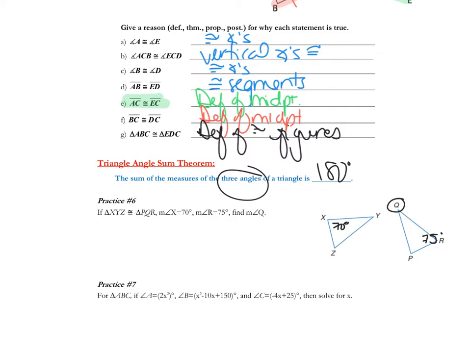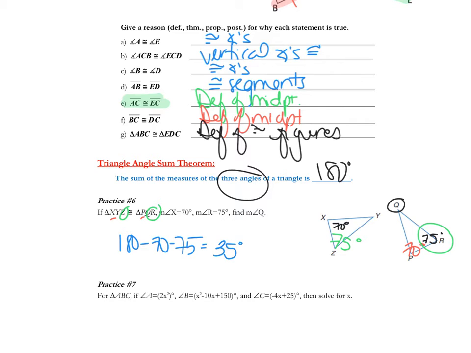Well, let's go to our congruency statement, and X is in the same location as P. So P is 70 degrees. Well, now do I have 2 angles to find the third angle? I do. 180 minus 70 minus 75 gives me 35 degrees. So angle Q is 35 degrees. Not that you needed to do this, but you also could have said, okay, R is in the same spot as Z, so that's 75 degrees as well.